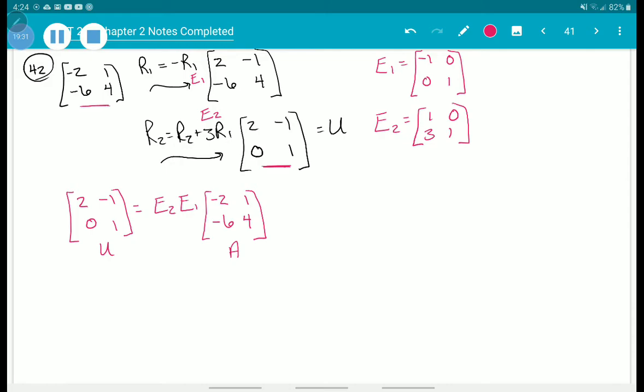So our goal is to decompose. So we're kind of on our way, but remember, we want to write A as a product of L times U. Well, let's get A by itself. So if I get A by itself, right now, here's what I have. To get A by itself, I'm going to multiply by E2 inverse on the left, and then I'm going to multiply by E1 inverse on the left.